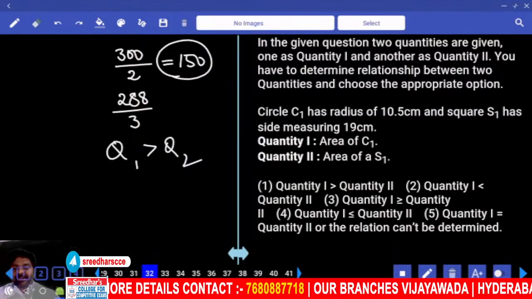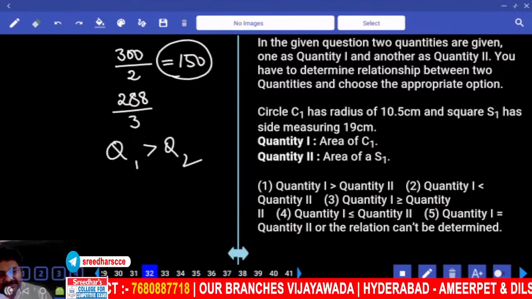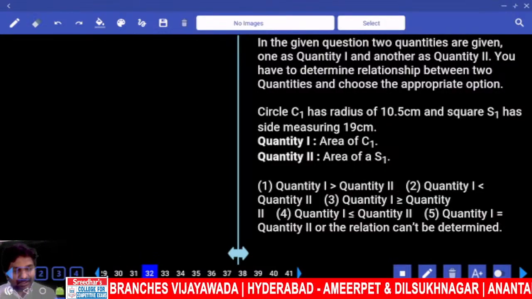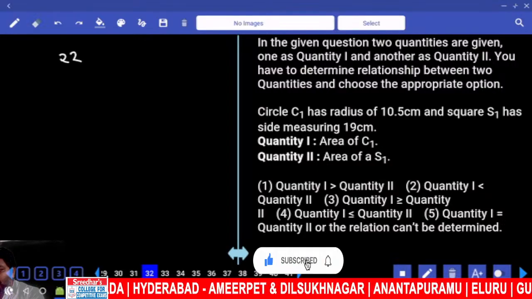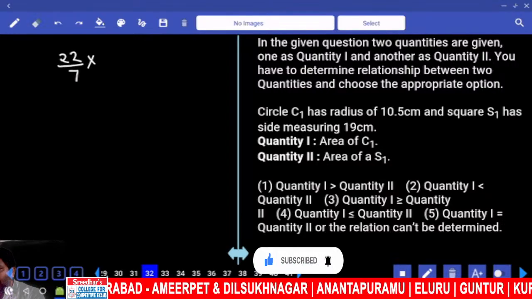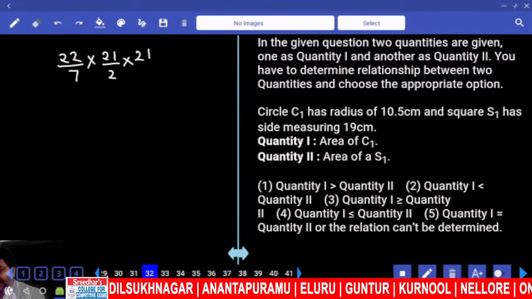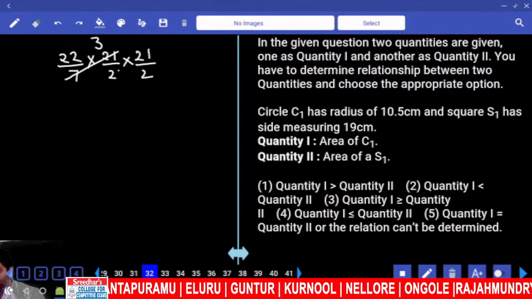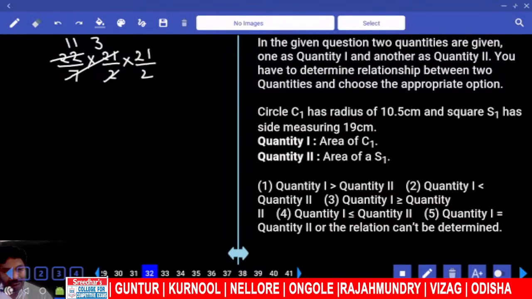Circle C1 has radius 10.5 centimeters. Square S1 has a side measuring 19 centimeters. Area of circle, area of square. Circle area, pi r square, 22 by 7 into 10.5. I'll write it as 21 by 2 into 21 by 2 for calculation purpose. 7 3 times, 2 11 times. Keep it aside, we'll calculate it later.